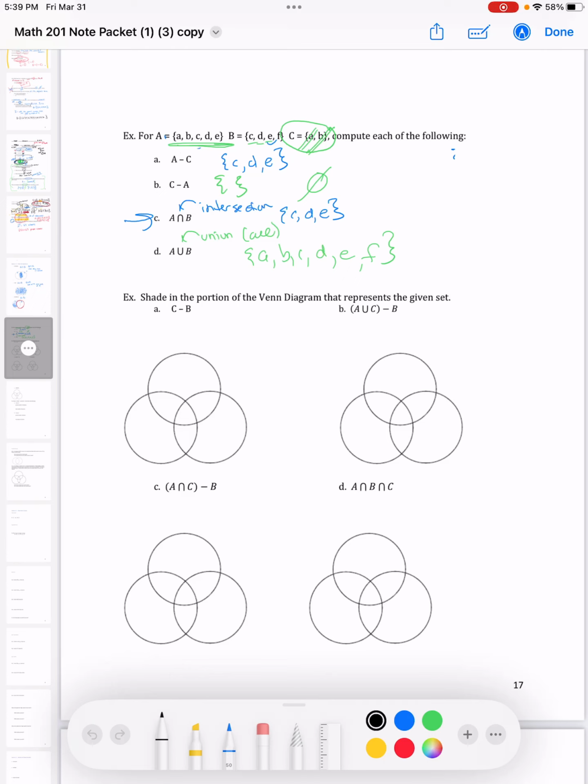Now that we've practiced finding answers of these sets with elements in it, let's practice shading Venn diagrams. For this first one, this is the set difference of C and B. I'm going to go ahead and label my Venn diagrams. What this means is I'm going to start with all of C, and then I've got B, that entire circle. I'm going to erase, get rid of anything that would be in that B circle. So now what I've got shaded in red is that set difference of C and B.